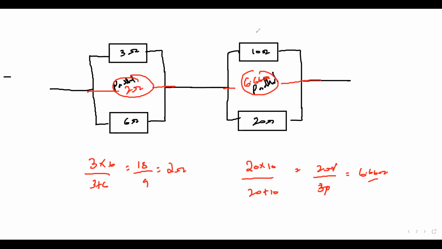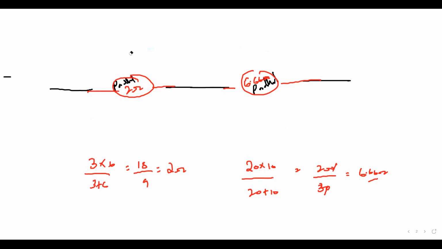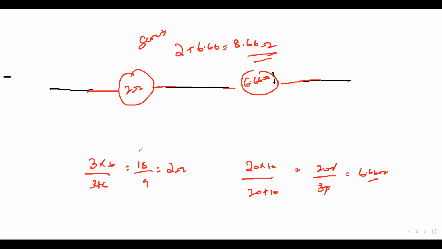Now the combined resistances, when we work out the total, are in what? They are actually in series. So when they are in series, how to get the total? We will simply add them. So it will be 2 plus 6.66, that equals 8.66 ohms. So in series, we add them. In parallel, the formula is product divided by sum. Is it clear?